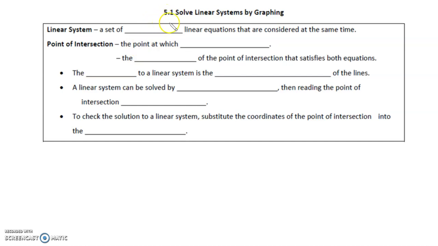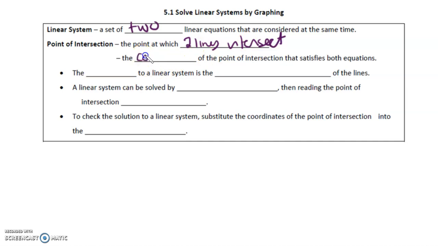Hey, 5.1, solve linear systems by graphing. So a linear system is a set of two linear equations that are considered at the same time. Okay, and what we're doing is we're looking for a point of intersection, and this is the point at which two lines intersect.